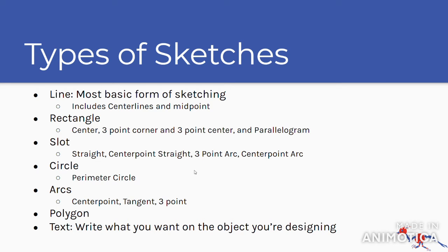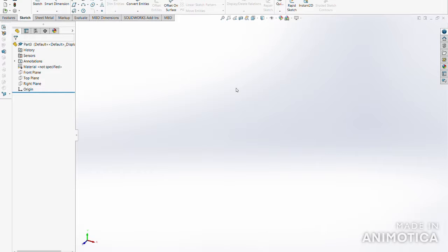Then we have the regular circle, and they give us a couple of different ways to do that in SolidWorks. And then there's arcs. There's 3 different ways to do this, and I'll show you that. Then we have the polygon, and then we have text. And basically with the text you can write whatever you want on the design you're making. And for example, if you want to make an engraving on your object, you can do that with text.